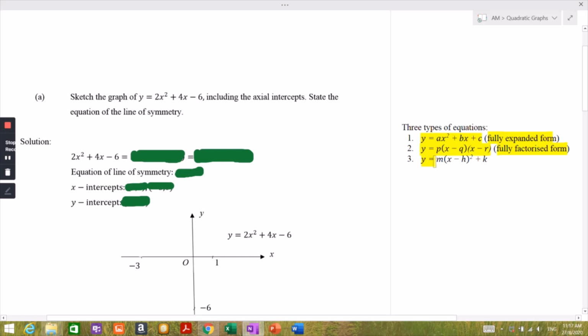And the third type is your complete the square form. You go through a series of complete the square steps and then you get to this stage. This tells you the turning point, right? Either the lowest value or the largest value. Okay, we'll come to that later.